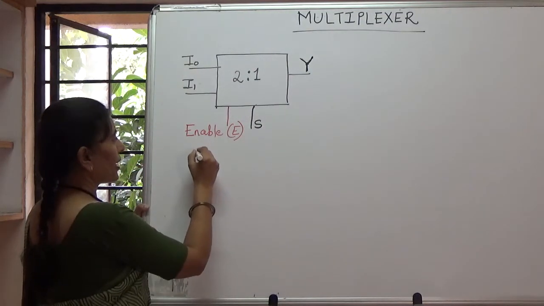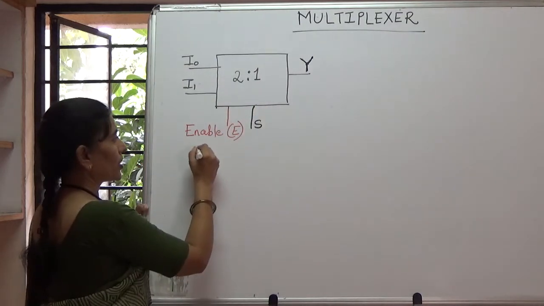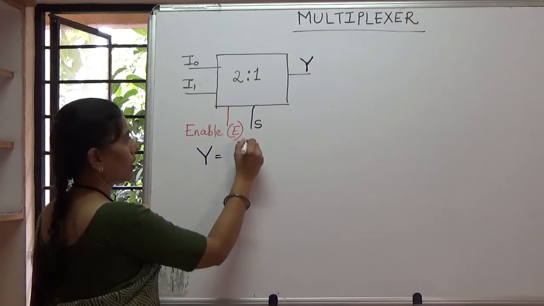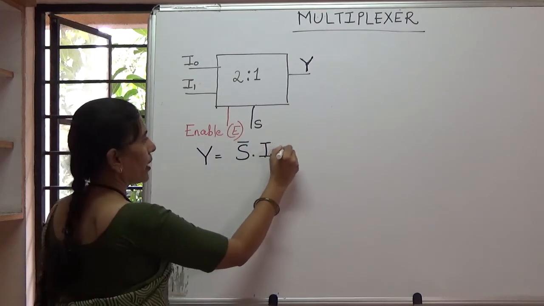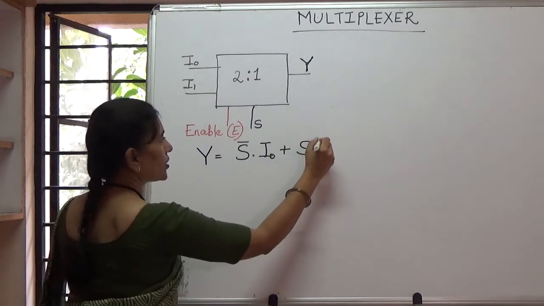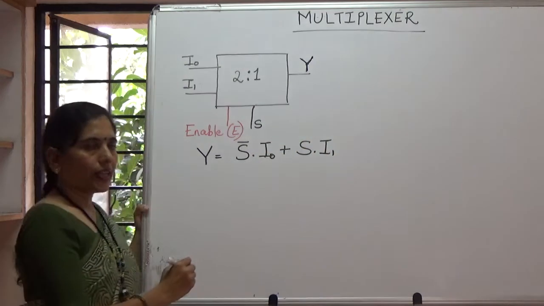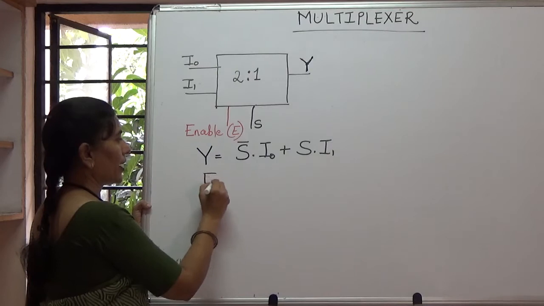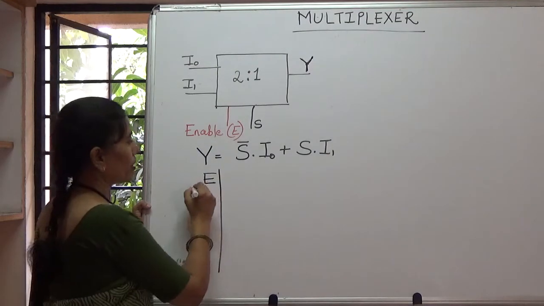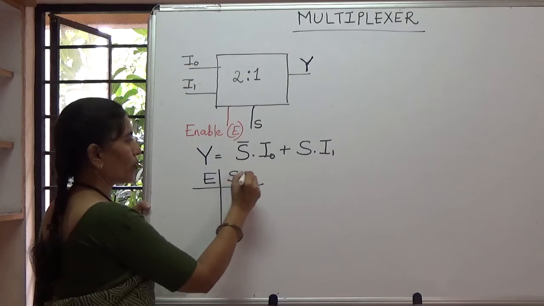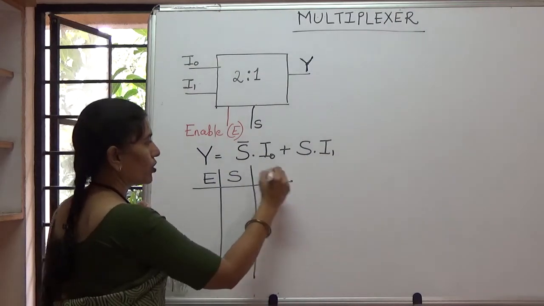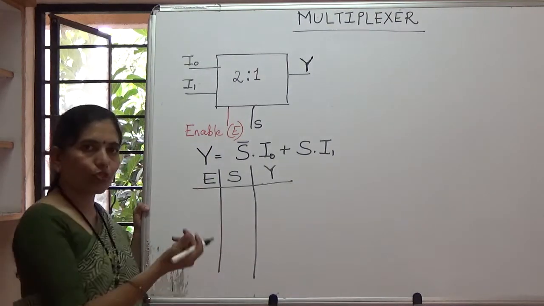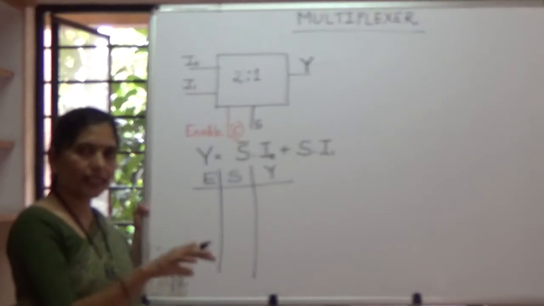So for the basic 2:1 multiplexer, we had written earlier that Y is equal to S bar dot I0 plus S dot I1. Now we have to introduce one more input, that is E. So let us write the table again with this new input, that is E, then the select input and then the output which is Y. Now E can have two possible states, that is either 0 or 1.